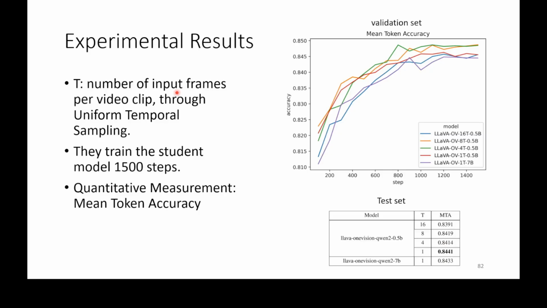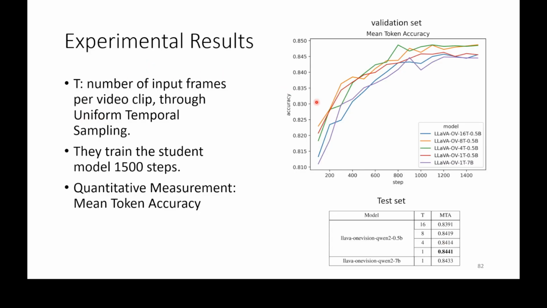We say LLaVA-OneVision can handle multiple input images, right? So from the 4-second video clip, they can extract just 1 frame, or 4 frames, or 8 frames, or 16 frames through uniform temporal sampling, just for the 4 seconds. Suppose the frame rate is 30 frames per second, then there will be 120 frames. From the 120 frames, sample 16 frames uniformly, that's all.